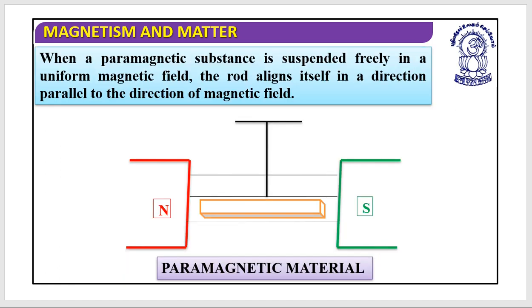Great. So when a paramagnetic substance is suspended freely in a uniform magnetic field, this rod will align itself in a direction which is parallel to the direction of the magnetic field. Yes, so they are going to add up because it is parallel to the direction of the magnetic field, while in diamagnetism it was just subtracted and came to zero.